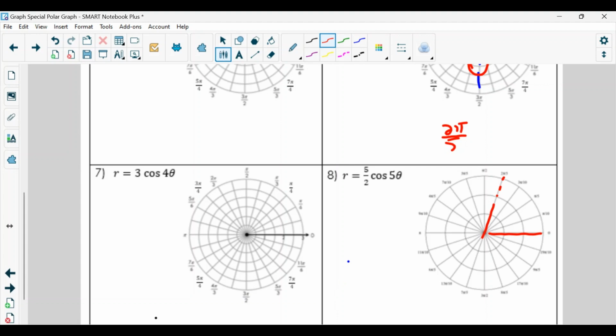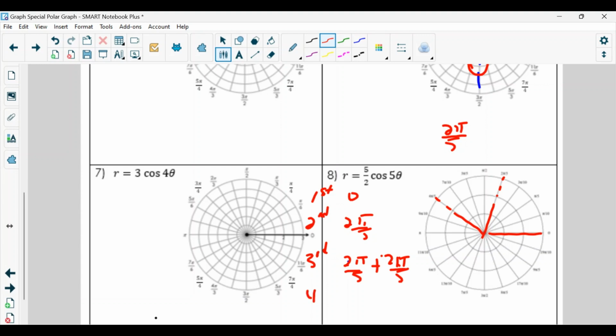So the third petal now, right? The first one is at 0. The second one is at 2 pi over 5. The third one is going to be at 2 pi over 5 plus 2 pi over 5. If you recognize it, I can just multiply by 2, so that's 4 pi over 5. So where's 4 pi over 5? I think this is 4 pi over 5 right there.